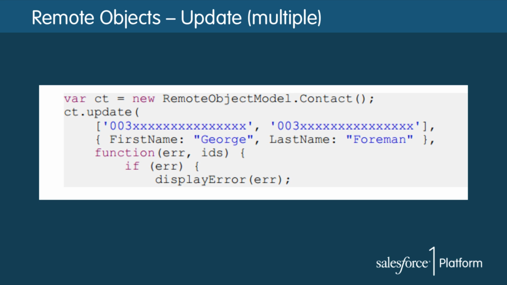And one other interesting thing about update is you can actually update multiple items by passing in a list of IDs in an array as a first parameter. And then you pass in what fields need to be updated as a second parameter. So in this case, for example, it goes through each of these objects and updates the first name and last name of both of these items.